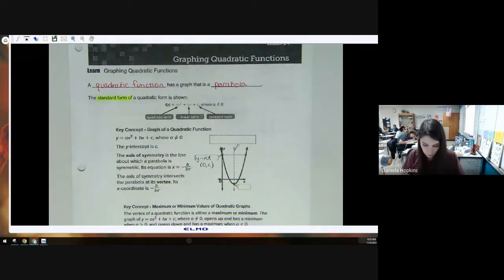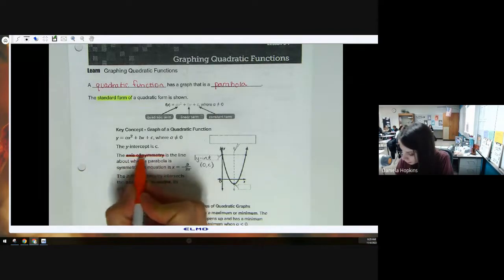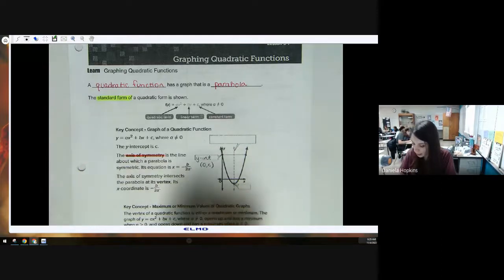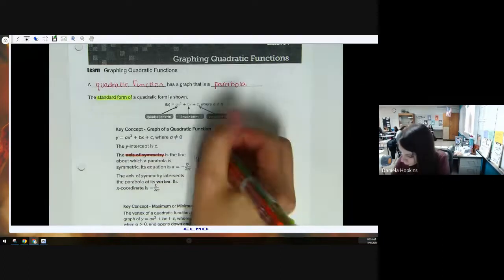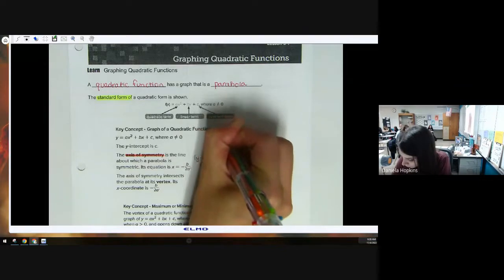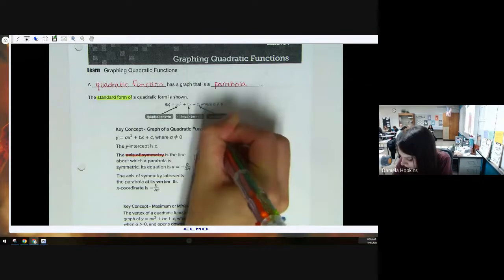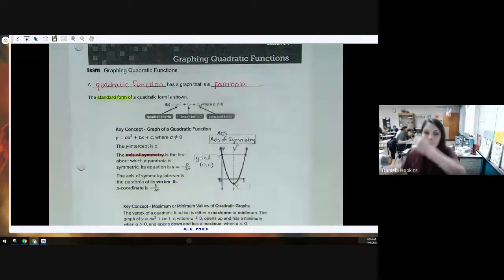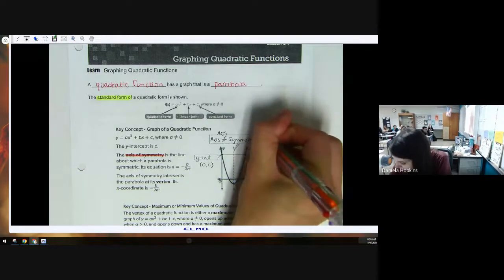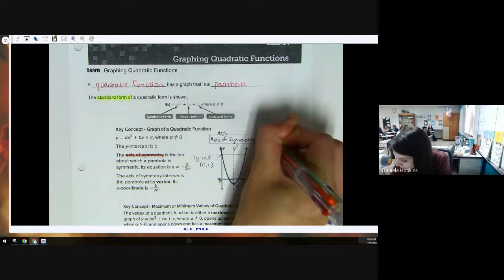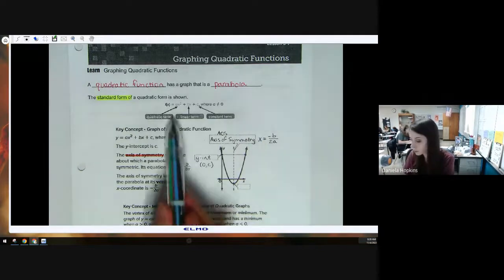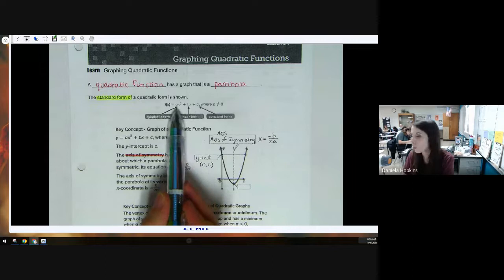The next vocabulary for us is the axis of symmetry. This is the line that cuts the parabola in half. So the axis of symmetry is right here. So that we don't have to write axis of symmetry all the time, I will always abbreviate it as AOS. It does have an equation: x equals negative b over 2a, where b and a are from the standard form.